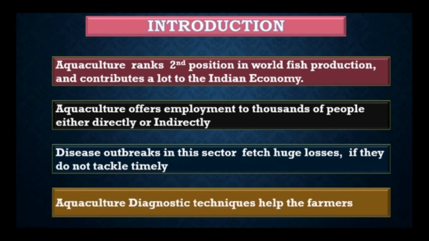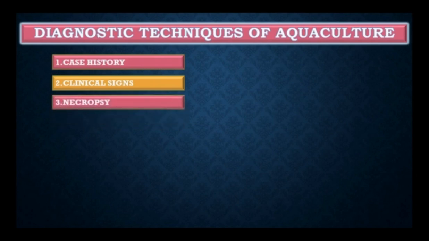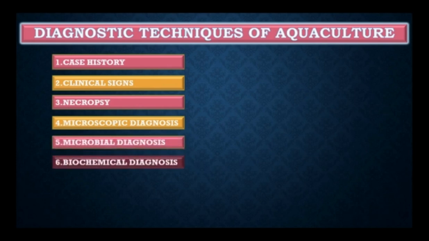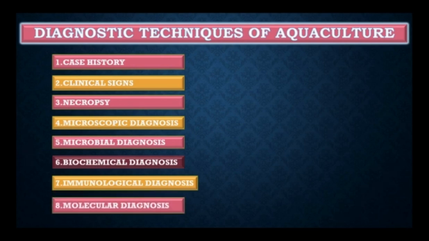There are a number of diagnostic techniques used for health management in aquaculture. Some of them are case history, clinical signs, necropsy or postmortem, microscopic diagnosis, microbial diagnosis, biochemical diagnosis, and immunological diagnosis. Finally, molecular diagnosis.